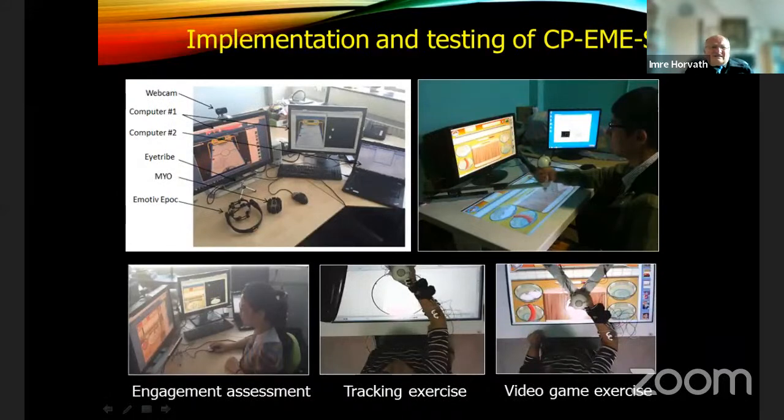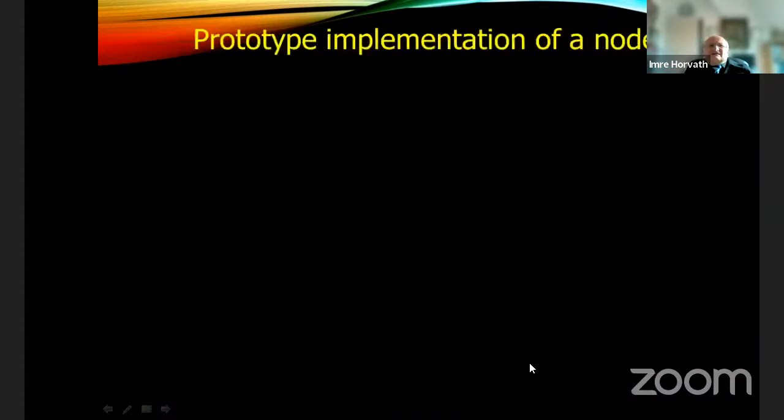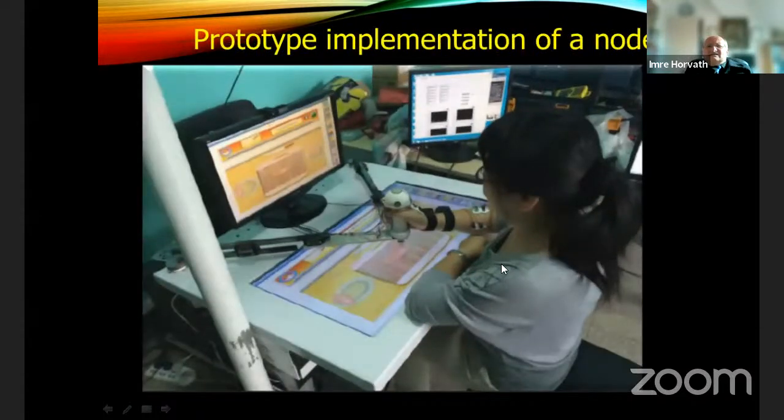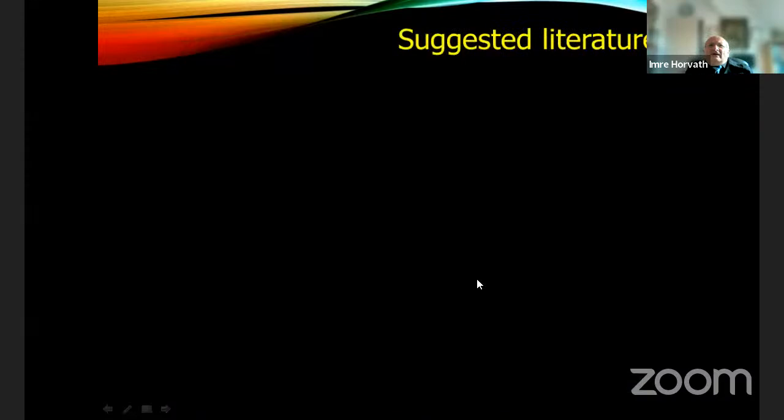Here you can see the engagement assessment part. This is the tracking exercise. These are the measures in the equipment. What we use then here is, for instance, the video game exercise in real life. So this is the overall image. This is the outcome of this work.